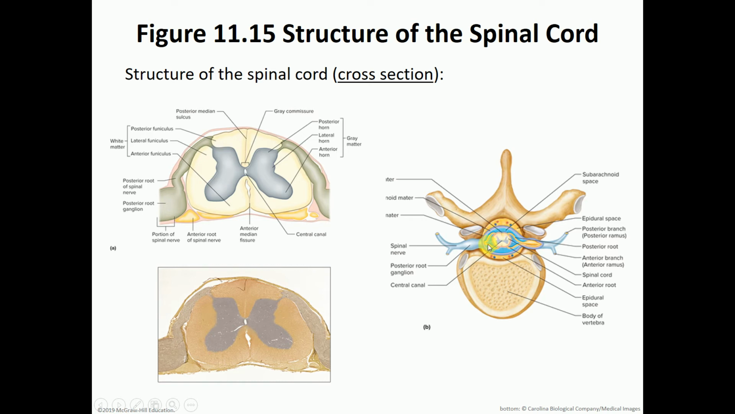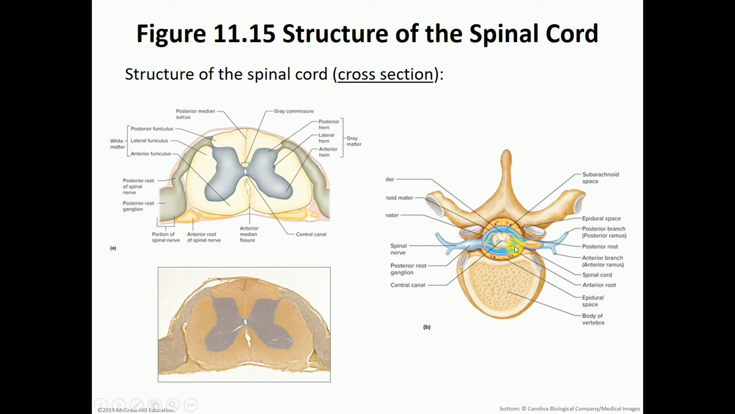Here you can see these two roots, these two yellow ones. This one is your dorsal root and that is your ventral root. Your dorsal root is sensory and the ventral root is motor. Here again, you can see them on the other side, dorsal, sensory root, and ventral motor root.